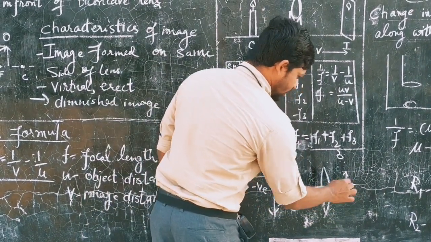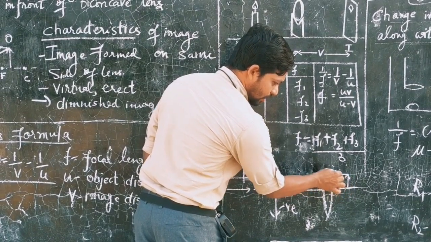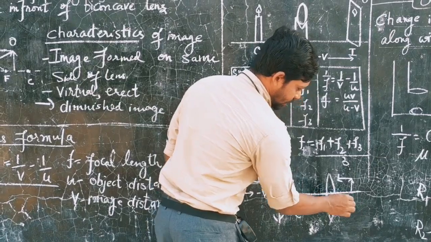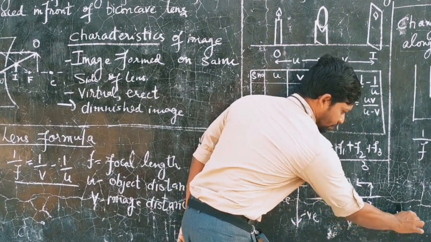Let's say this is the object. From the optic center, light is coming in this direction from the object, but we will measure object distance in this direction. So object distance u will be negative.